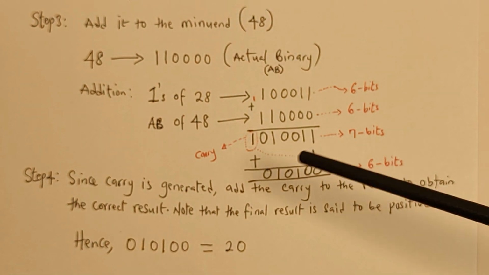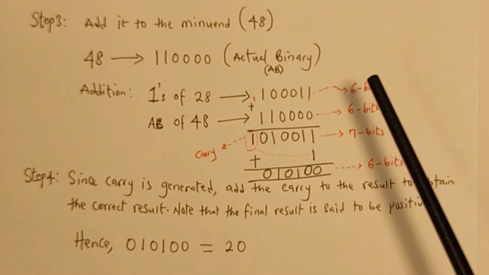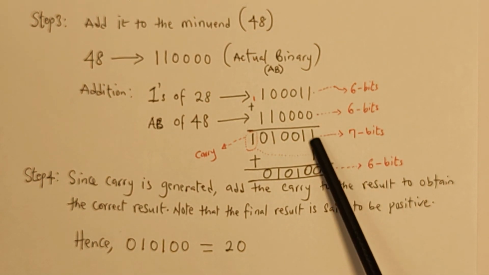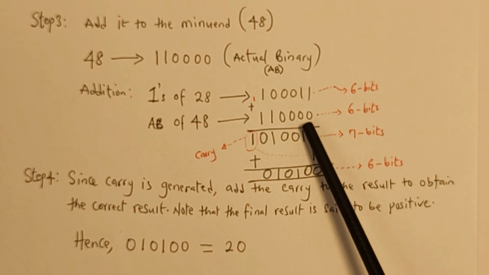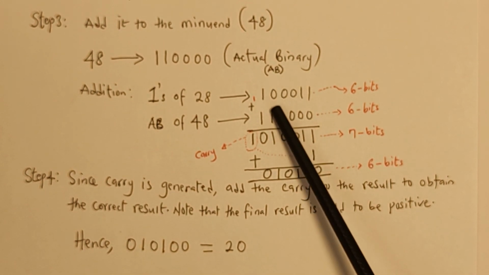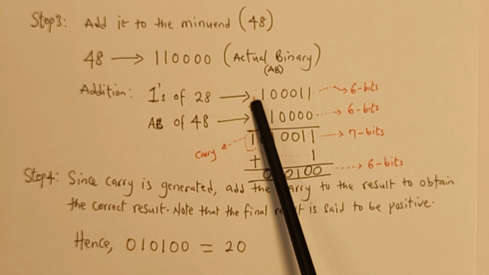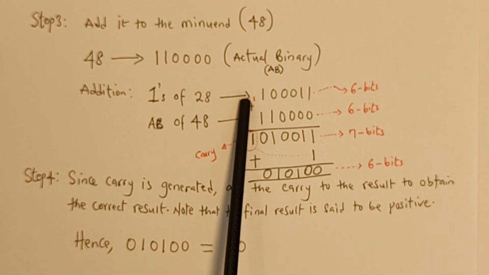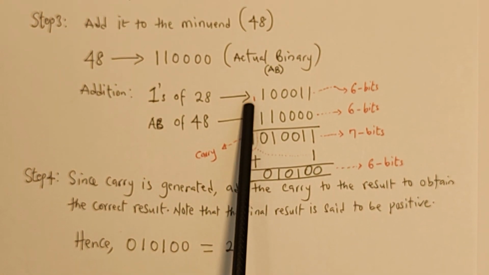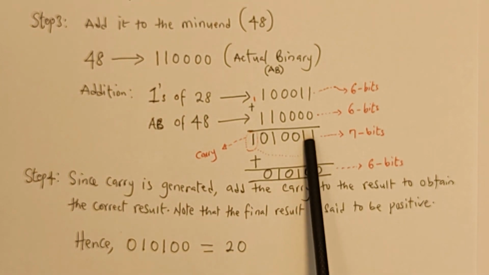Now let's proceed with the addition. 1 plus 0 is 1. 1 plus 0 is 1. 0 plus 0 is 0. 0 plus 0 is 0. 0 plus 1 is 1. 1 plus 1 is 0 with a carry of 1. Since we don't have anything at this point, we bring the carry down. So we have 1, which means a carry is generated.